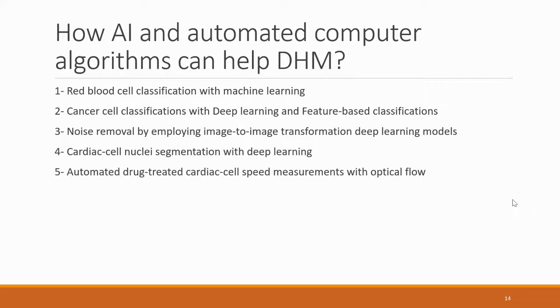And number five, I'm going to show you how the optical flow method can be used in the calculation of cardiac cell speed with digital holography, and then we show the application of drug treatment on cardiac cells and its effects on speed measurement with optical flow.